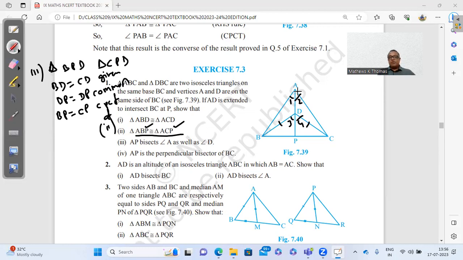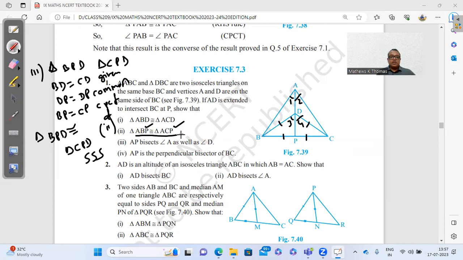We have already proved ABP and ACP congruent. So obviously BP and CP are parts of these congruent triangles. So BP equal to CP. So we can say now we have got three conditions. So triangle BPD is congruent to CPD. How are we getting that? By SSS. All the three sides, BD equal to CD, BP equal to CP, and DP equal to DP common.